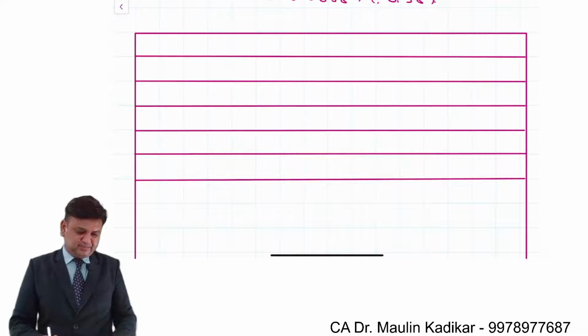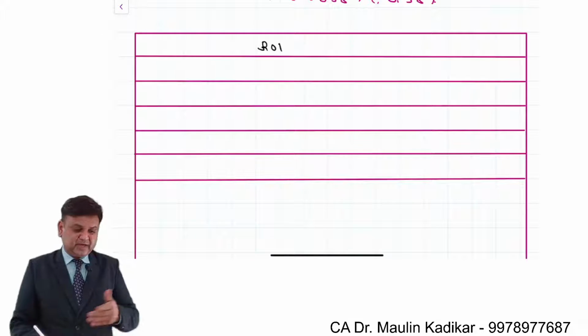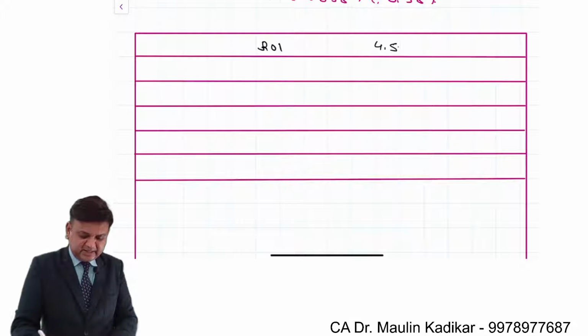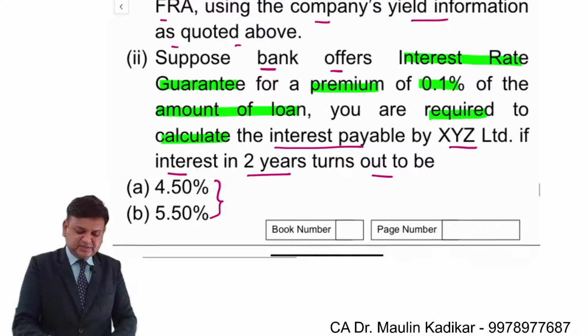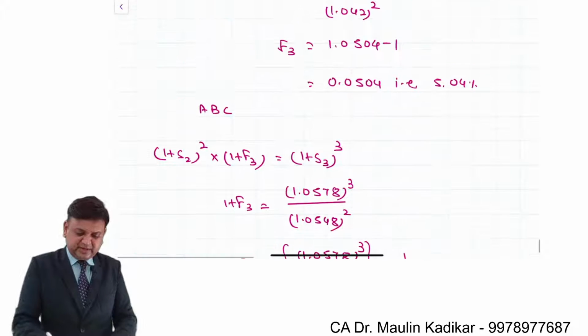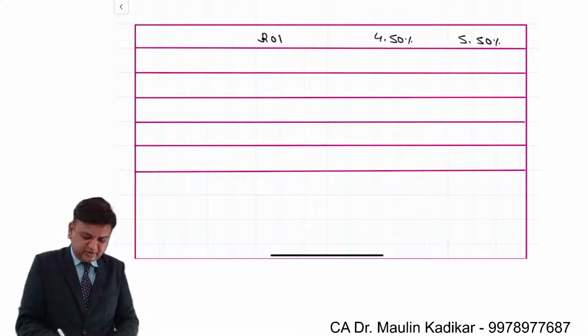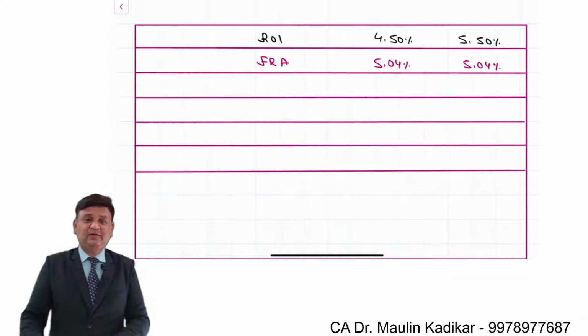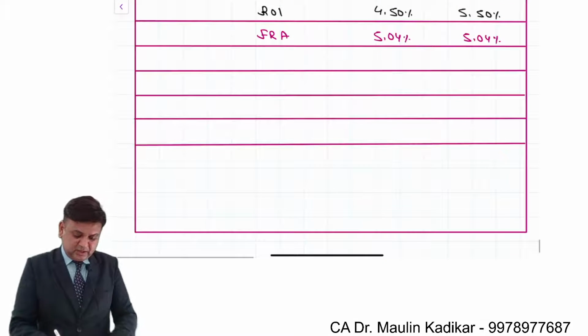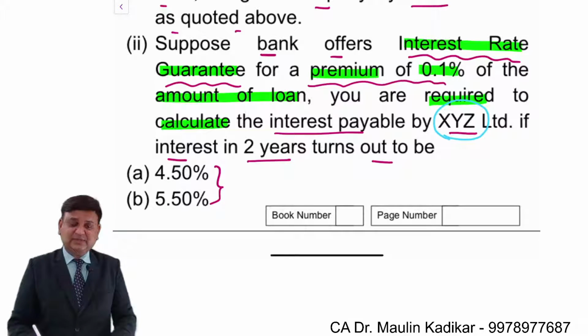Let us have understanding of this new concept. Information is provided to us regarding the rate of interest after 2 years. In the first question it has been given 4.5%, and in the second question it has been given 5.5%. Now basically the question is about the XYZ Ltd. And as far as XYZ Ltd is concerned, we have provided the forward rate to them as 5.04%. So I am writing over here, forward rate of interest is 5.04%. Now understand carefully what I am going to speak. The question is providing the information about the interest rate guarantee for a premium of 0.1%.